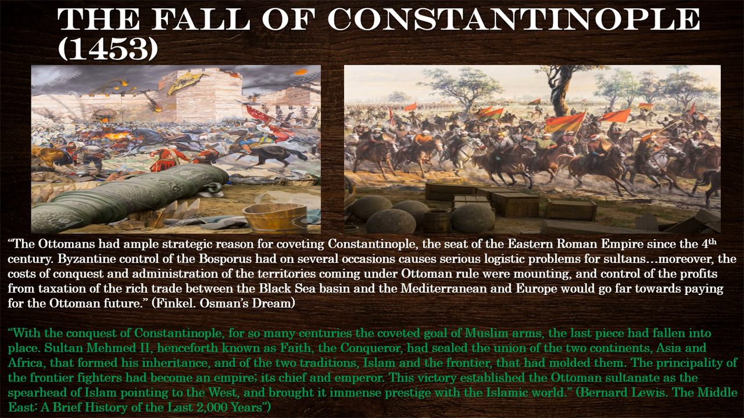So, as Osman's dream tells us, the Ottomans had ample strategic reason for coveting Constantinople, the seat of the Eastern Roman Empire since the 4th century. Now, Byzantine control of the Bosporus, the straits we just mentioned, had on several occasions caused serious logistic problems for sultans. Moreover, the costs of conquest and administration of the territories coming under Ottoman rule were mounting, and control of the profits from taxation of the rich trade between the Black Sea Basin and the Mediterranean and Europe would go far towards paying for the Ottoman future.